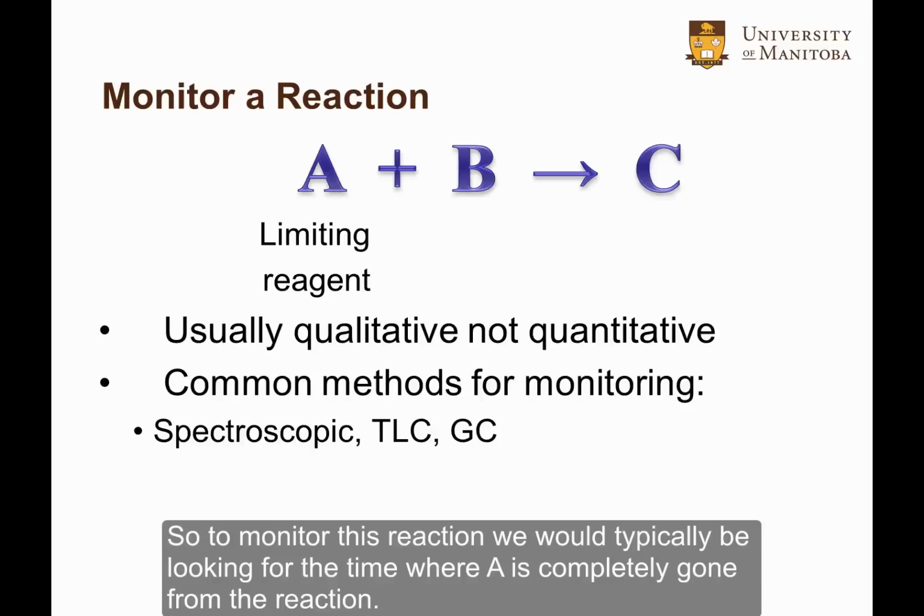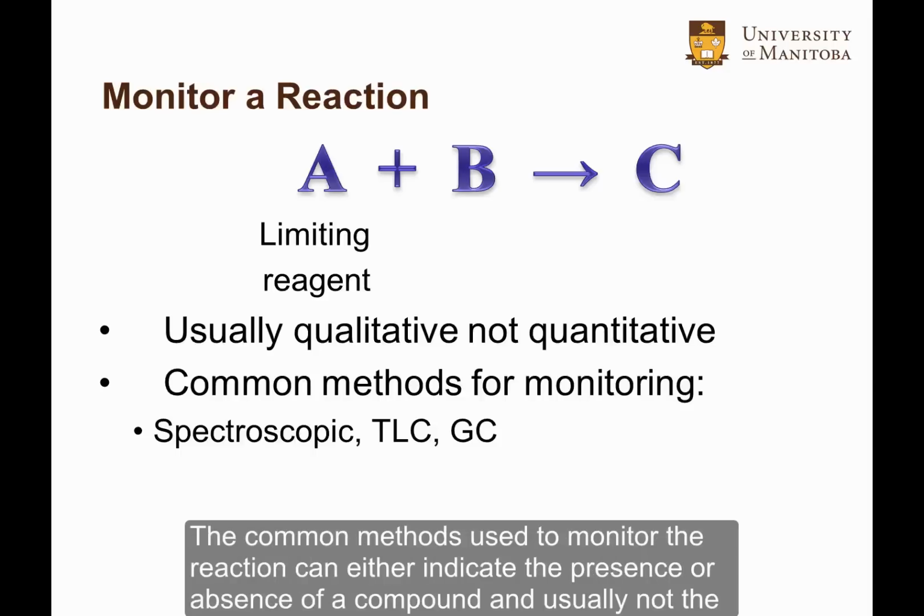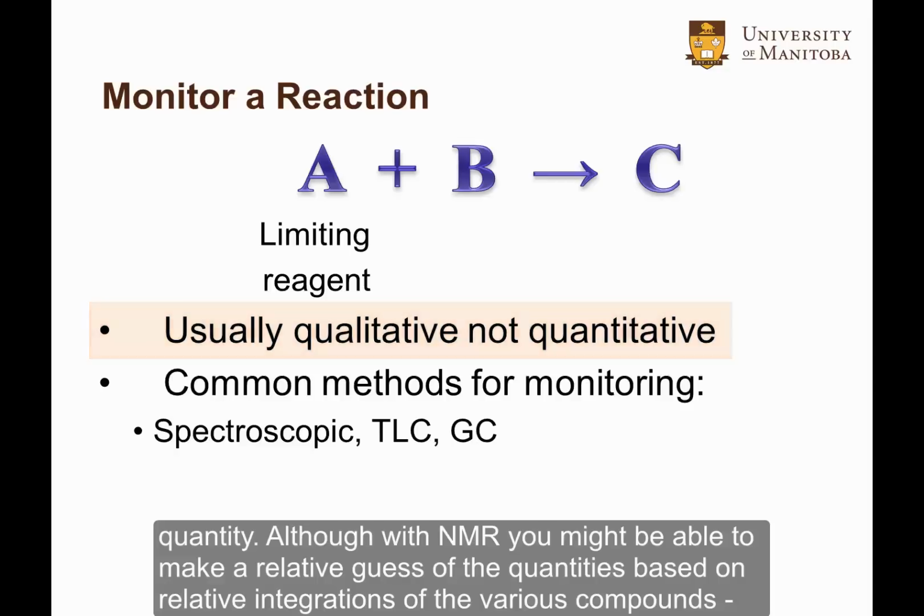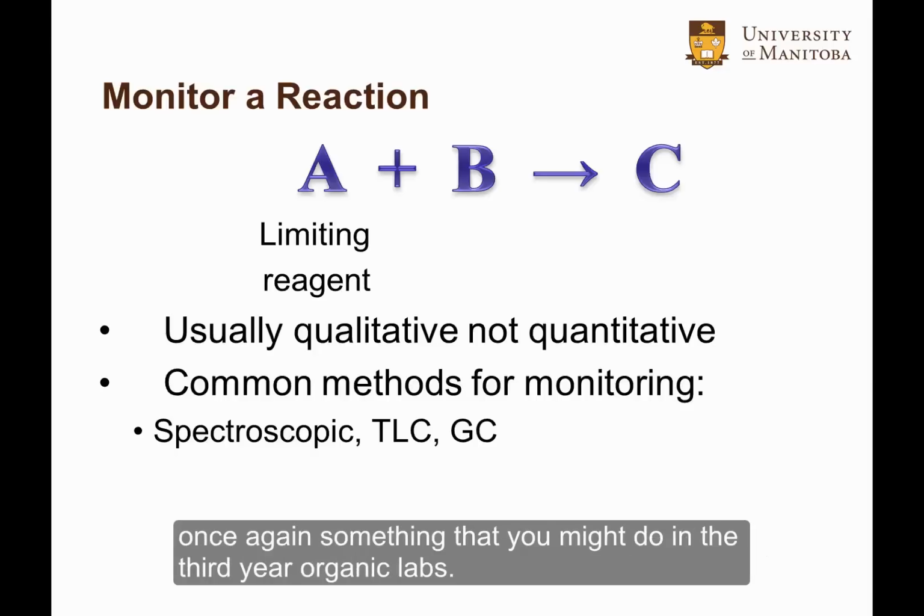The common methods used to monitor the reaction can indicate the presence or absence of a compound, and usually not the quantity. Although with NMR, you might be able to make a guess of the quantities based on relative integrations of the various compounds. Once again, something that you might do in the third-year organic labs.